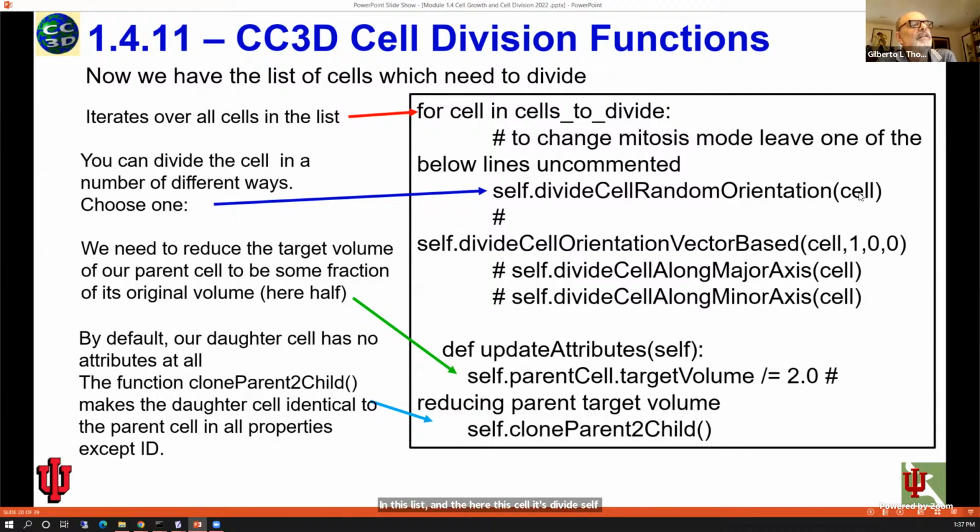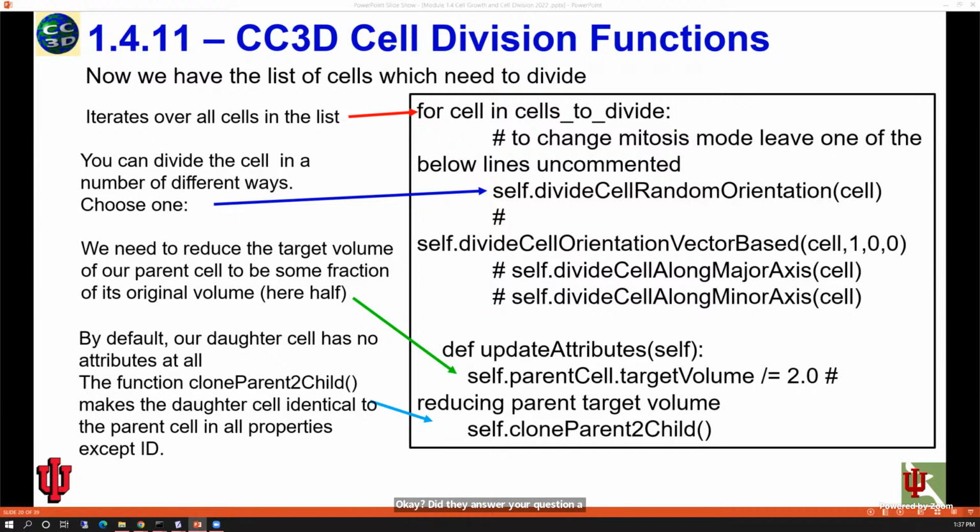Self-divided random orientation cell. The cell which is in the list is divided by the machinery inside CompuCell. This is internal stuff in CompuCell. We don't have direct access to this division. We can change properties, attributes, and behaviors, but the division itself is controlled in this block here for cells to divide. Okay, did I answer your question?